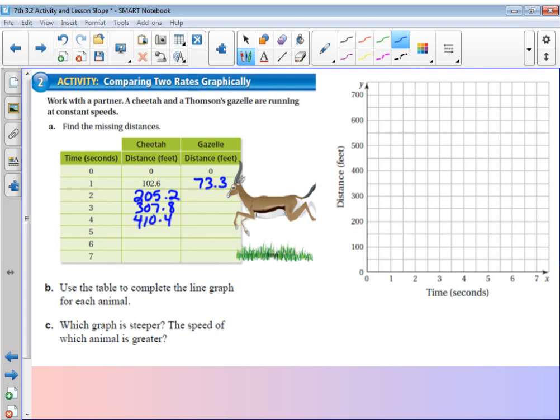Okay, another second away, 102.6, 513 feet. And then add again, 102.6 is 615.6. And then add one more time, 102.6, and that gives us 718.2, okay? So what I want you to do is I want you to pause your video and work your way through doing the gazelle. So if you work your way through in the same manner, you can either multiply or you can add 73.3 each time. So go ahead and pause your video and work your way through each of those.